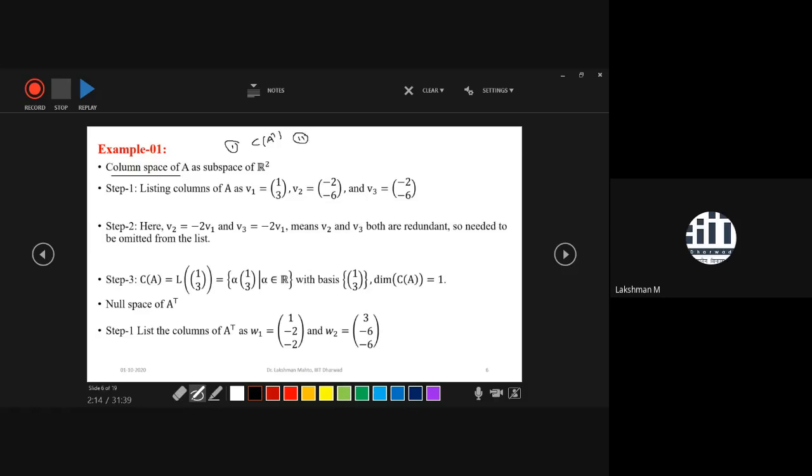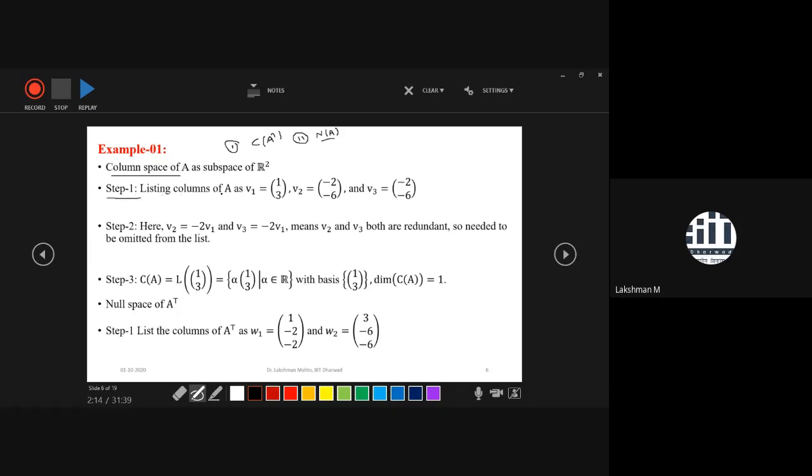There is a reason why I'm calculating the row space of A first and then the column space of A second, because it is related to part 2 of the fundamental theorems. The row space of A is perpendicular to the null space of A. Now, in order to find the column space of A, we again go through the same algorithm.